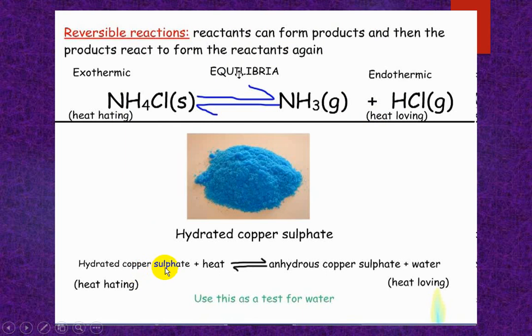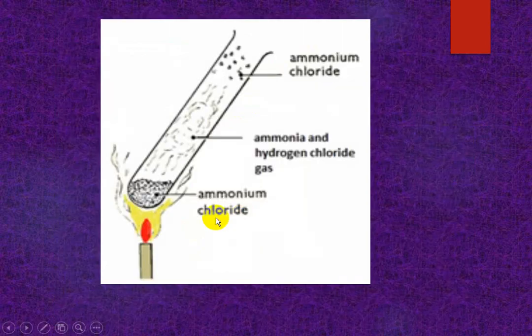Previously I showed hydrated copper sulfate. When heat is applied, hydrated copper sulfate forms anhydrous copper sulfate. When heat is released, it becomes hydrated again. Heat gaining, heat releasing. So in this reaction, what happened?